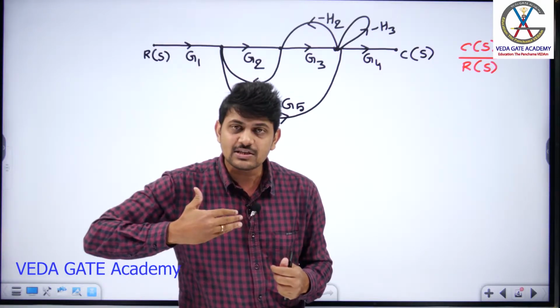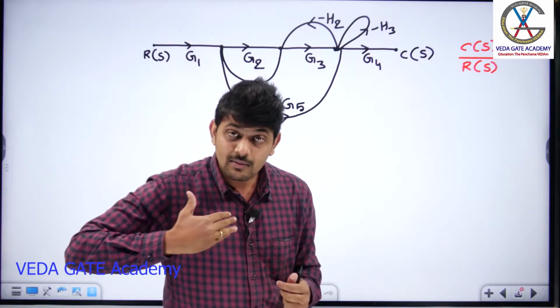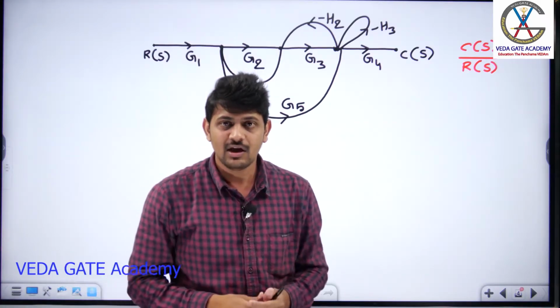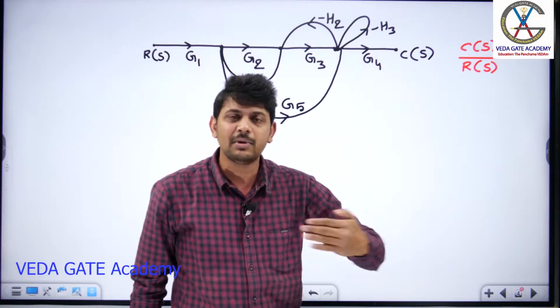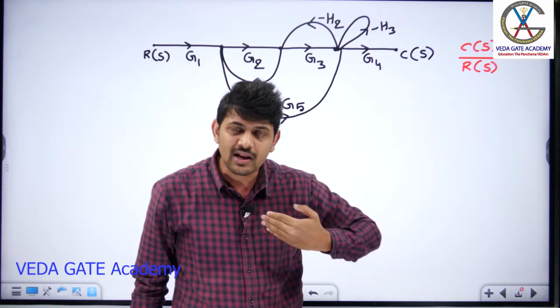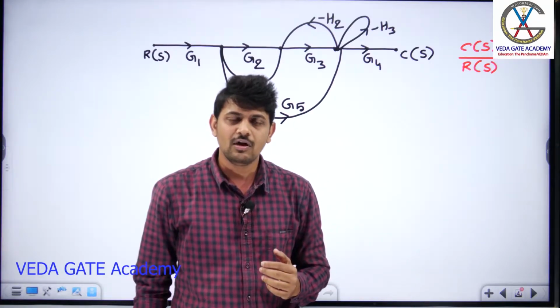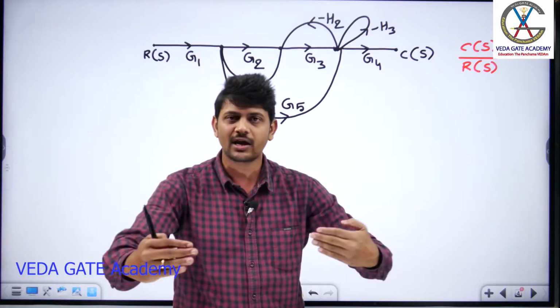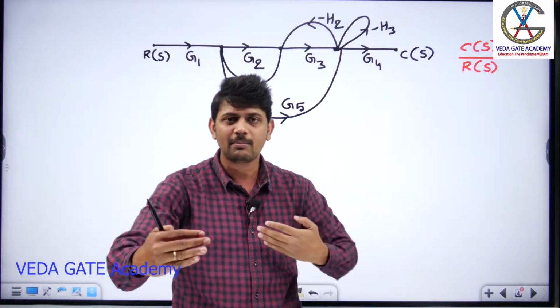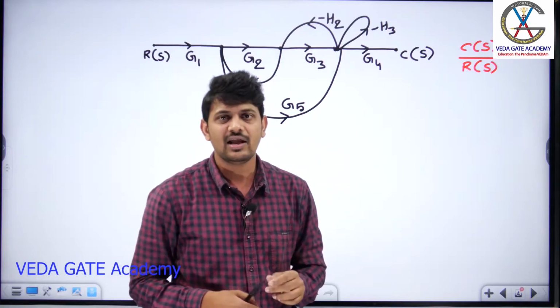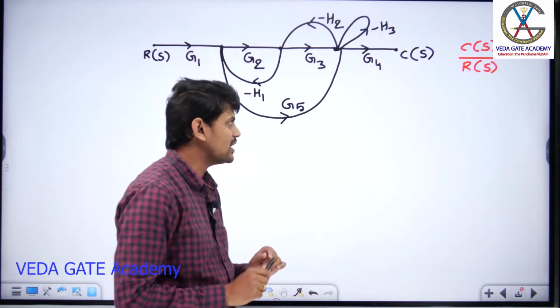The meaning of input node is, if I want to say any node is an input node, it must consist of only outgoing branches. What? It must consist of only outgoing branches. Whereas the node which is having only incoming branches is called an output node. Whereas the node which is having both outgoing and incoming branches is called a mixed node. I hope you understand this point.